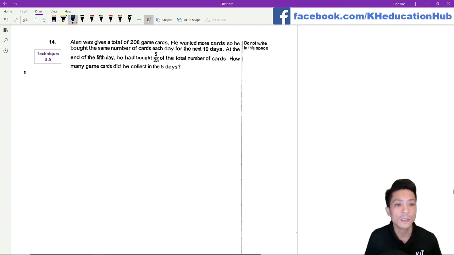Question 14. Alan was given a total of 208 game cards. He wanted more cards, so he bought the same number of cards each day for the next 10 days. At the end of the 5th day, he had bought 5/23 of the total number of cards. How many game cards did he collect in 5 days?